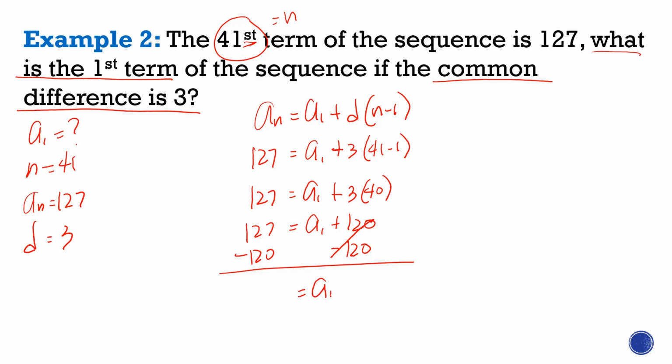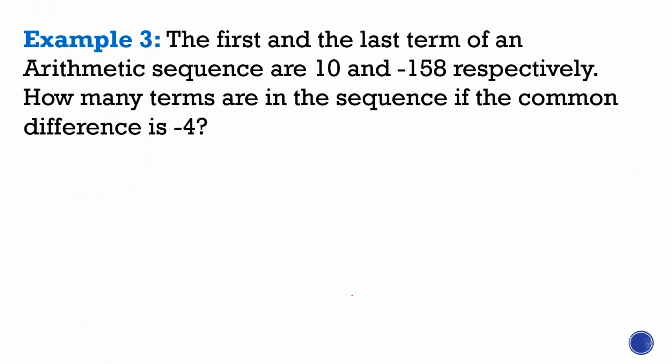So our a sub 1, or the first term of the sequence, is positive 7. Okay, let's go to another problem. The first and the last term of an arithmetic sequence are 10 and negative 158 respectively. How many terms are in the sequence if the common difference is negative 4?